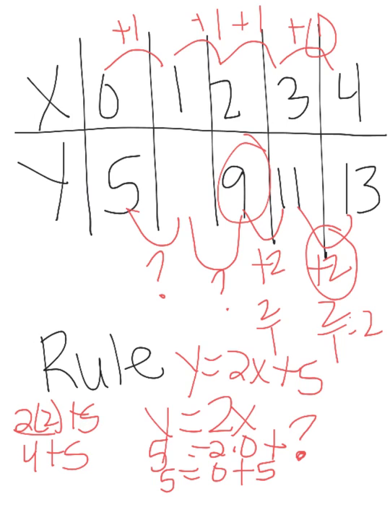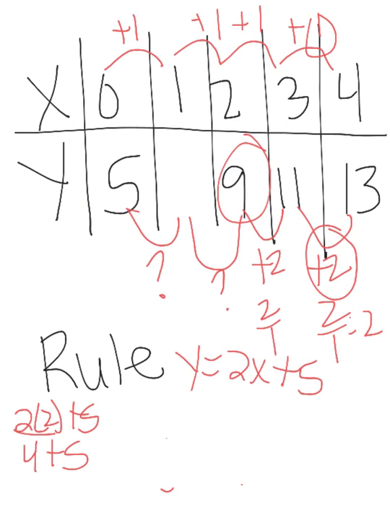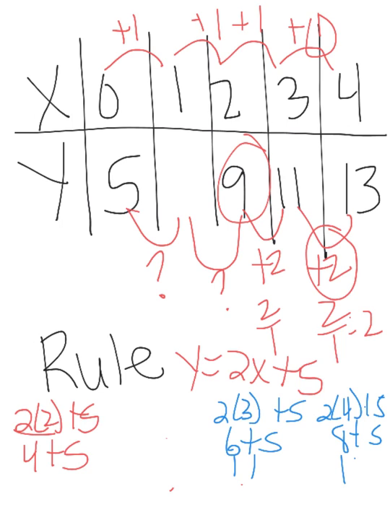Let's check the last couple numbers. 2 times 3 plus 5. What's 2 times 3? Well, that's 6. 6 plus 5 is 11. 4. 2 times 4 plus 5. 2 times 4 is 8. 8 plus 5 is 13. That's my pattern. So I've got to do the last one.